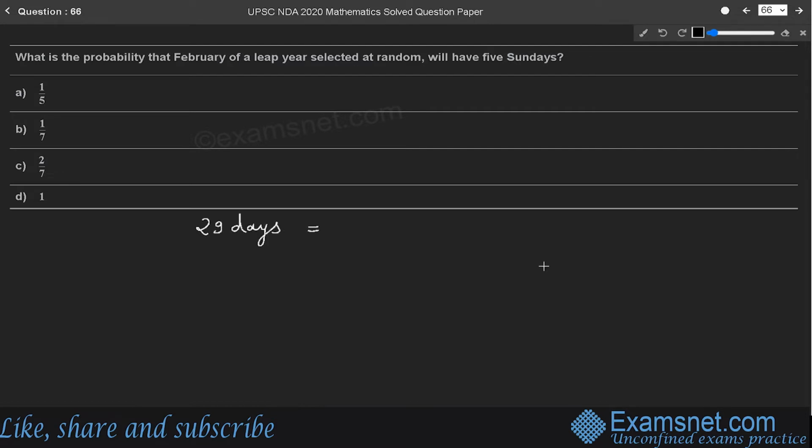Now 29 days means 4 weeks plus 1 odd day, and we can say that 4 weeks have 4 Sundays. If there are 4 weeks, there will be 4 Sundays, and there is 1 odd day, meaning the probability that the 1 odd day is Sunday is 1 upon 7. So the correct option for this question is 1 upon 7.